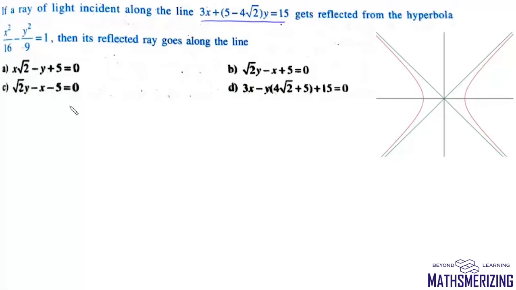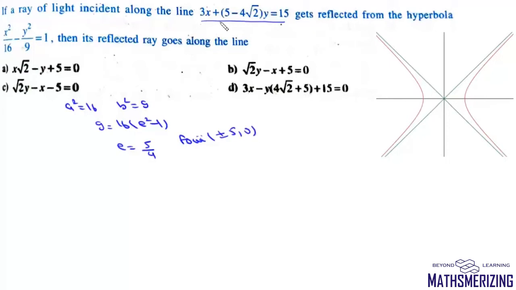Now for this hyperbola, a² is 16 and b² is 9. We can write b² as a² times (e² − 1), so the value of e here will be 5/4. Now once we have a and e, we can write the foci of this hyperbola, and they will be at (±5, 0).